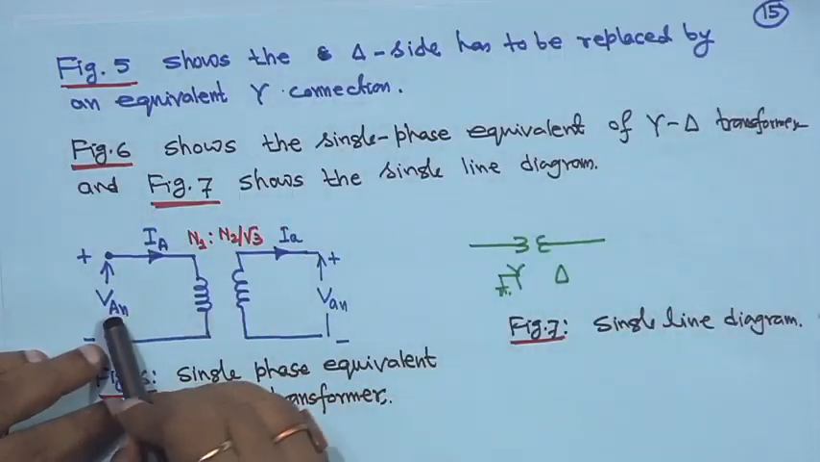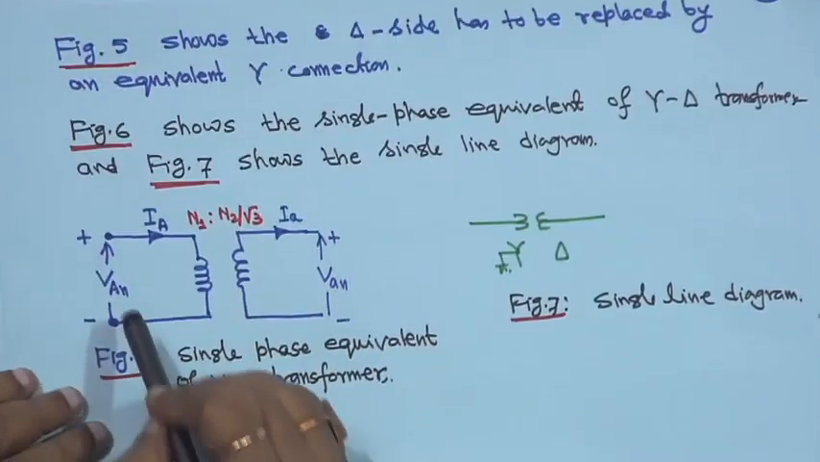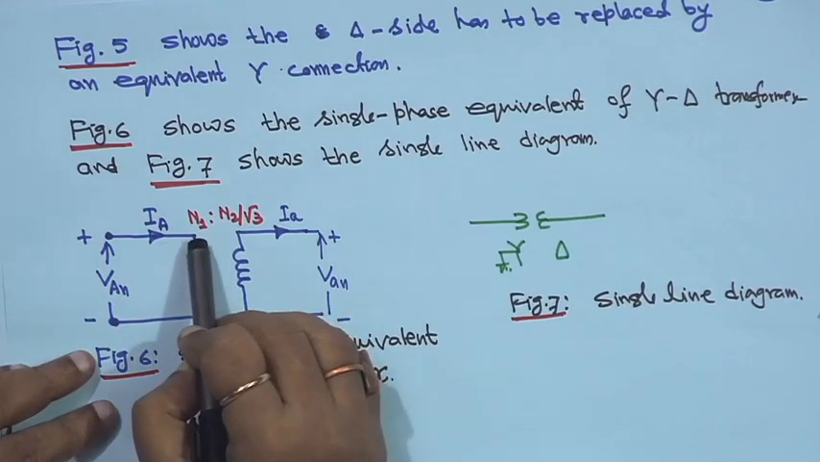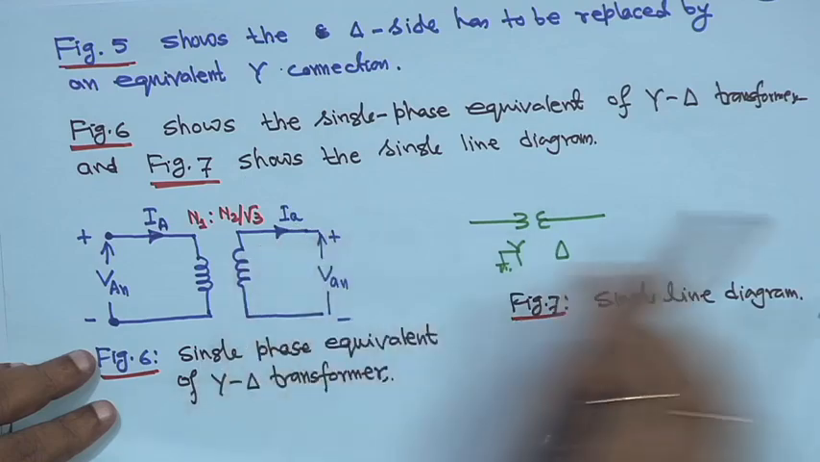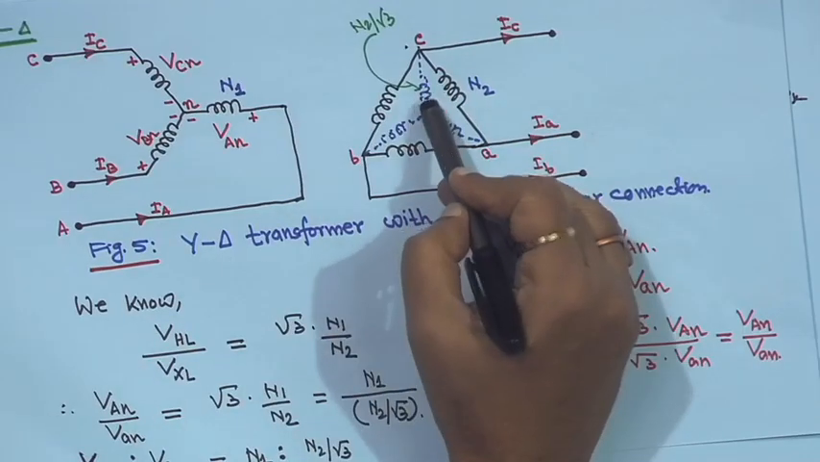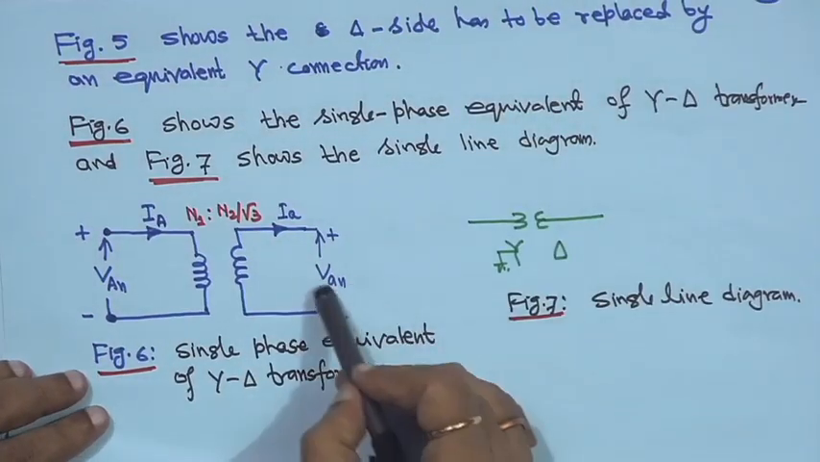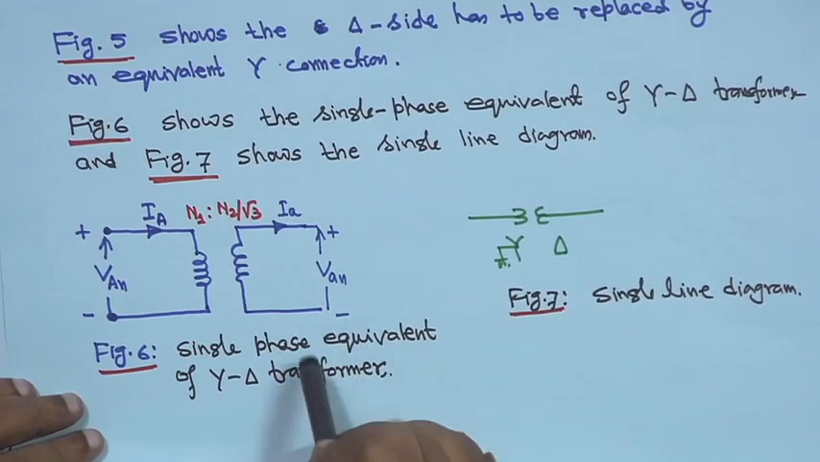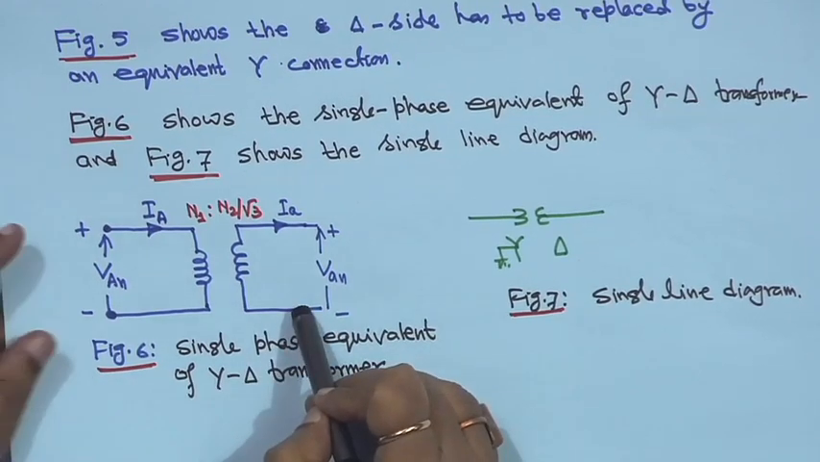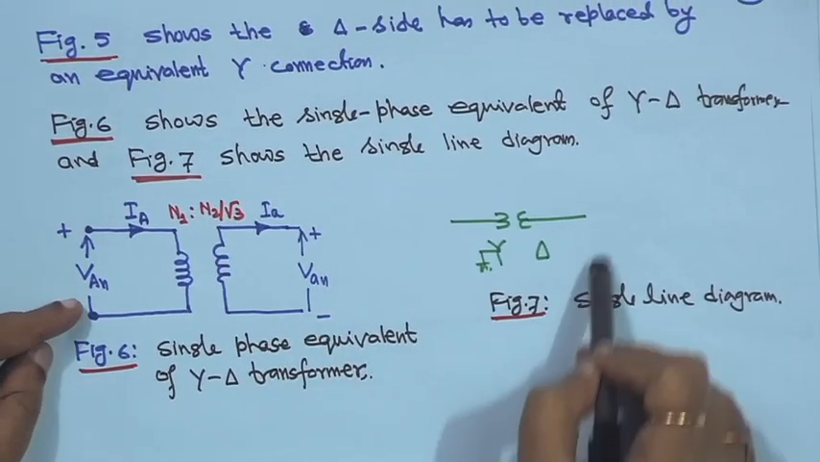That is why this side is A n, capital A n plus minus, this is V n, I a, this side turns is N1, but this side is N2 by root 3 and I a, because its equivalent star is taken, right, and this side is V small a n, right, and this is your single phase equivalent star delta transformer diagram, and this is your single line diagram.